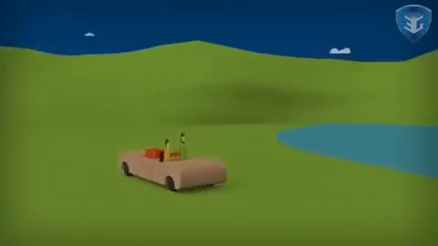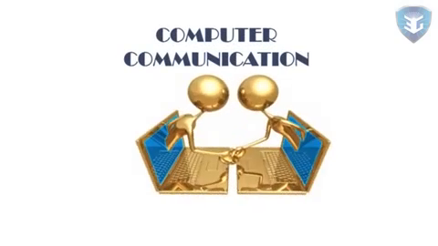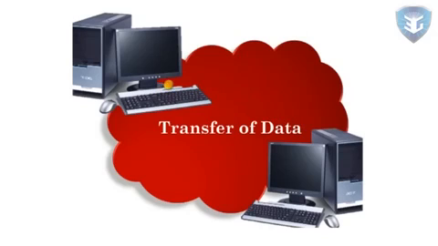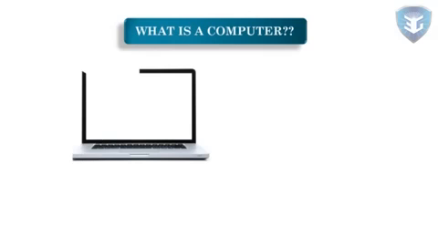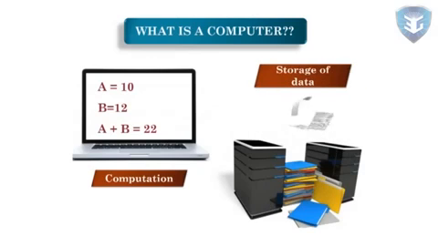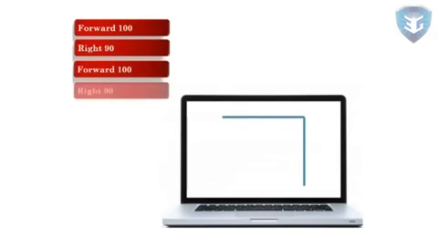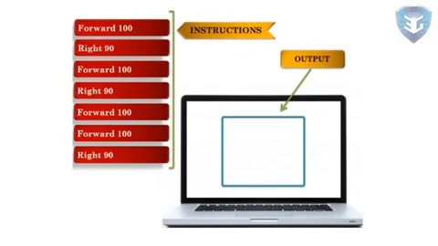Let's start with simple data communication. Computer communication. Before we begin with the data communication between computers, let us first see what a computer is. A computer is a programmable machine that is used to perform various computations. It is also used to store data. The computer has a characteristic of responding to a specific set of instructions in a well-defined manner, and it can execute a pre-recorded list of instructions called a program.